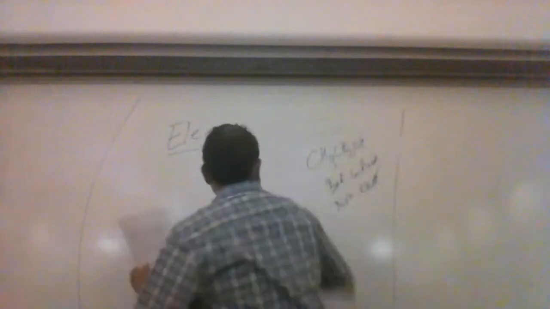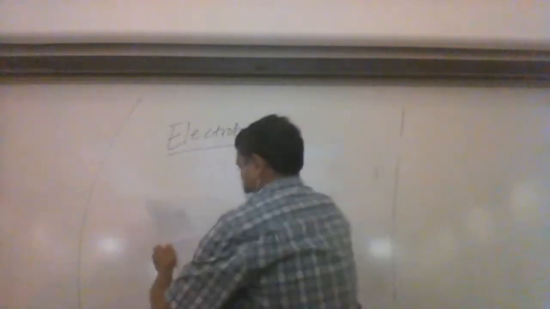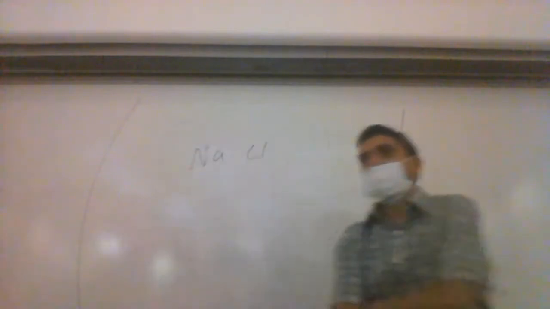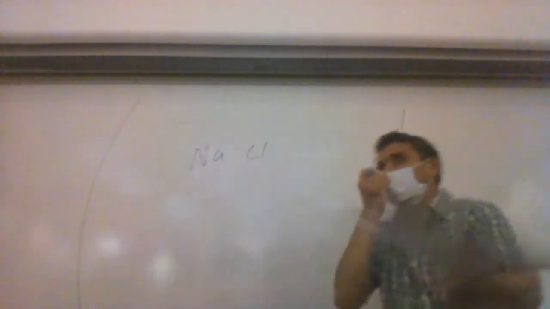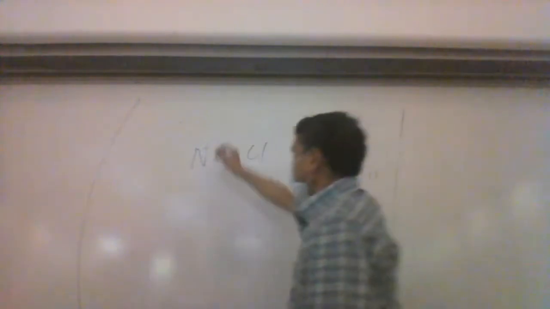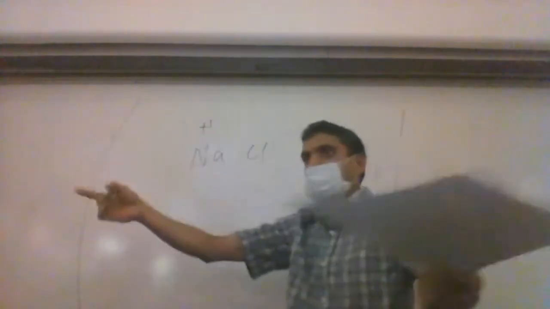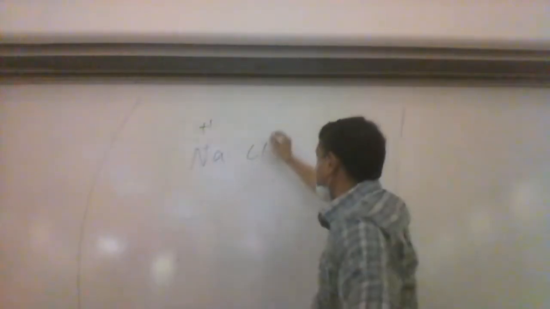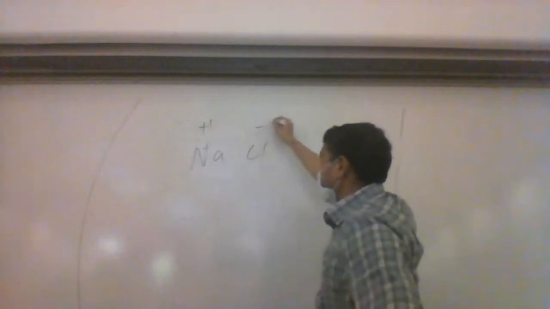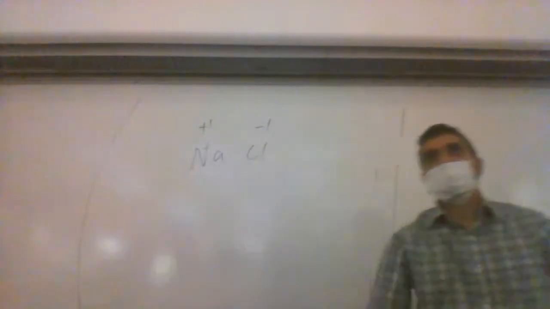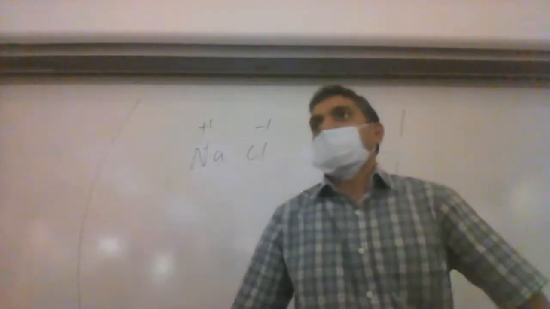Now let's talk about a couple of things here. Some example: is sodium chloride a strong electrolyte, weak electrolyte, or non-electrolyte? So sodium, look at the periodic table. In the periodic table, sodium is +1, all the way to the left. And chlorine is in group 7, so that is -1. So this kind of compound is always a strong electrolyte.